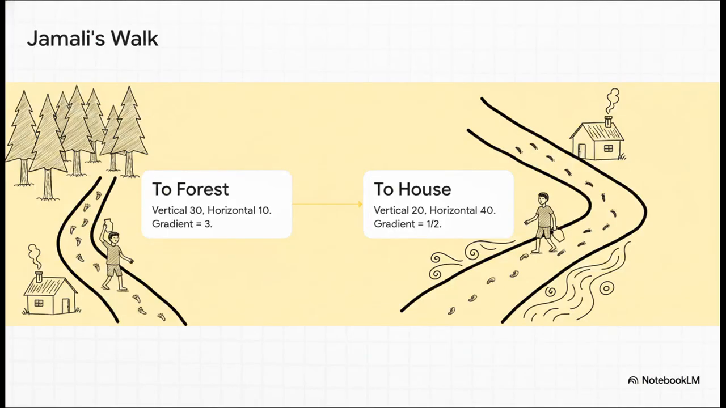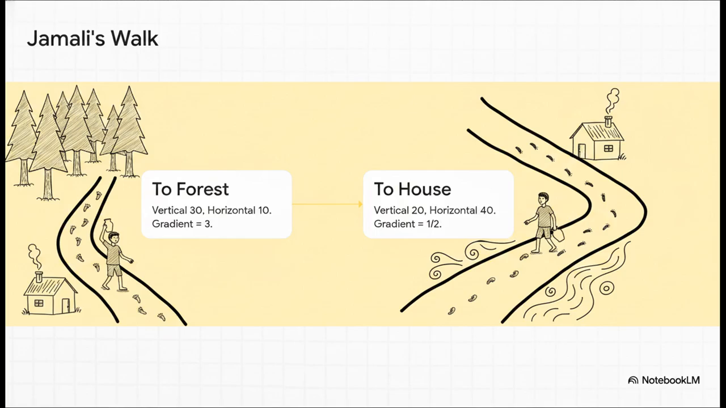Let's bring this into the real world. Every day, Jamali fetches water from the river and heads into the forest. First, he walks from his house up to the forest. The vertical distance is 30 and the horizontal is 10. So 30 divided by 10 gives us a gradient of 3. That is a pretty solid steep climb.